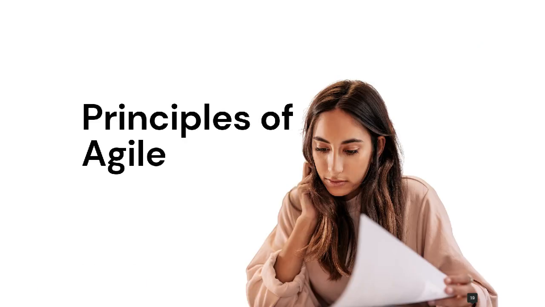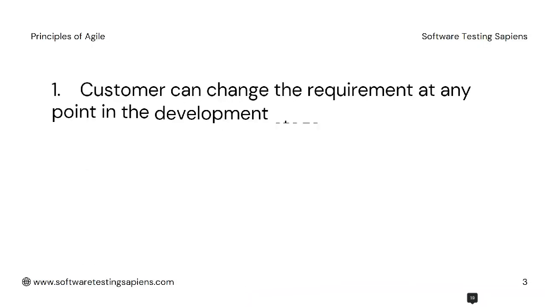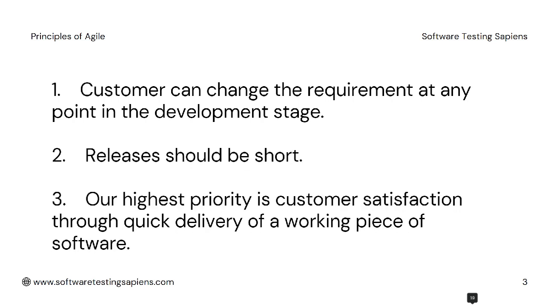Let's see the principles of Agile. There are 6 principles. First one is, the customer can change the requirement at any point in the development stage. Second, releases should be short. Third, our highest priority is customer satisfaction through quick delivery of a working piece of software.